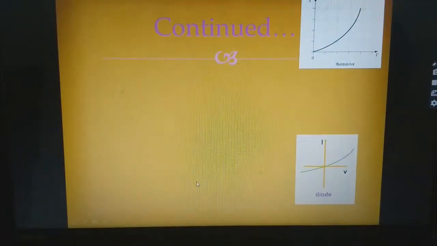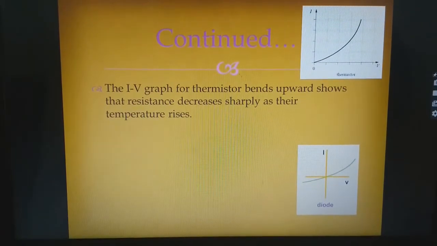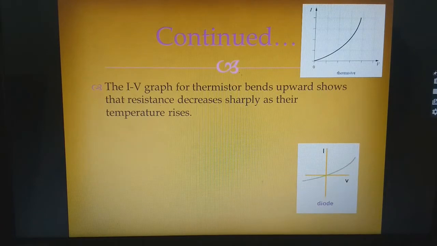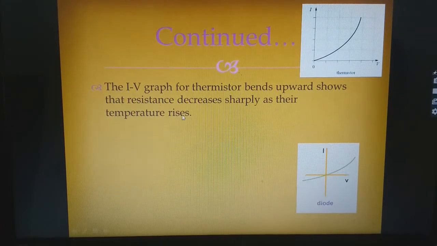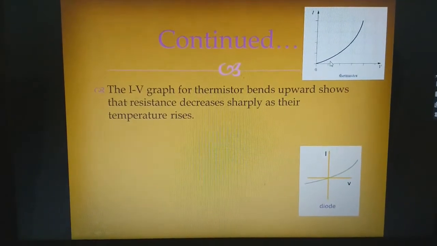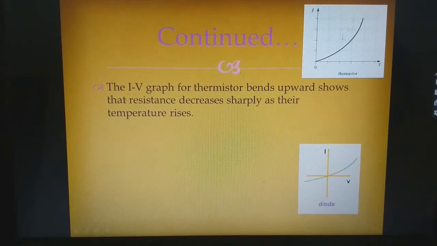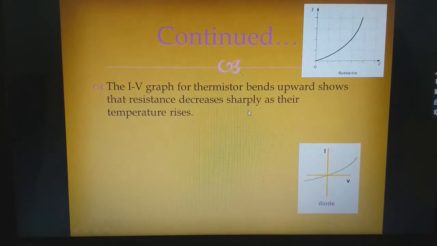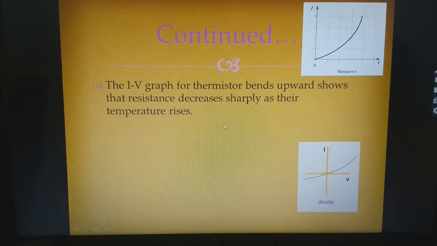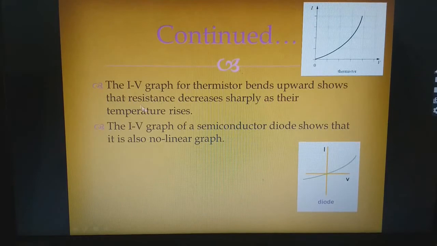Now, the I-V graph for a thermistor bends upward, which shows that resistance decreases sharply as its temperature rises, as shown in this graph. You can see, unlike the filament bulb, the graph bends in the upward direction, which shows a sharp decrease in resistance as the temperature rises.